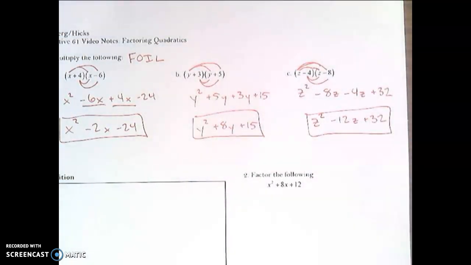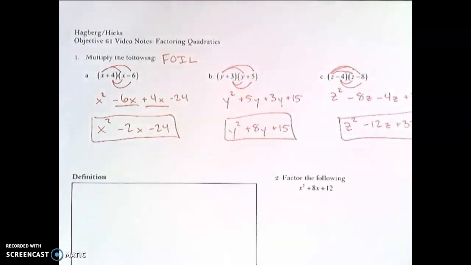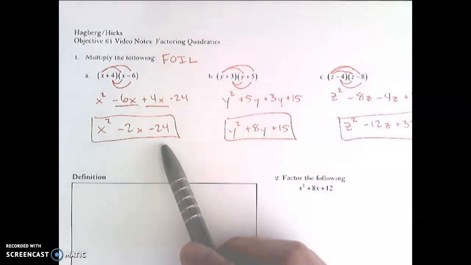So why is this important? We studied this a few units ago. This is important because we are multiplying these out. We're distributing each of the terms. Remember, factoring is reverse distribution.